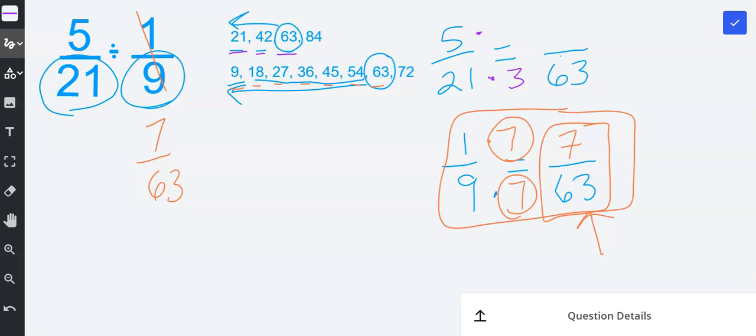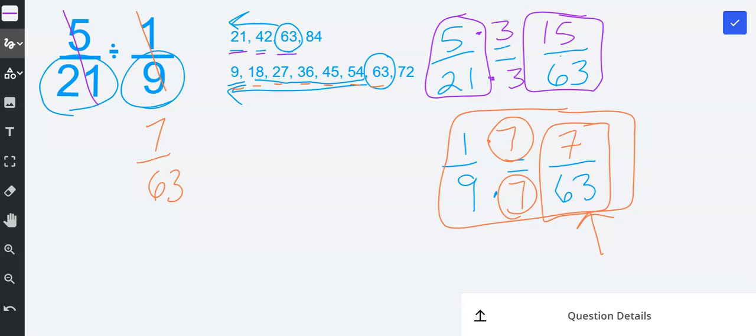And now I need to multiply the numerator by that same number. So I multiply it by 3 as well. And 5 times 3 is 15. So I replace 5/21 with its equivalent fraction, 15/63. And then I'll just bring down this division symbol.